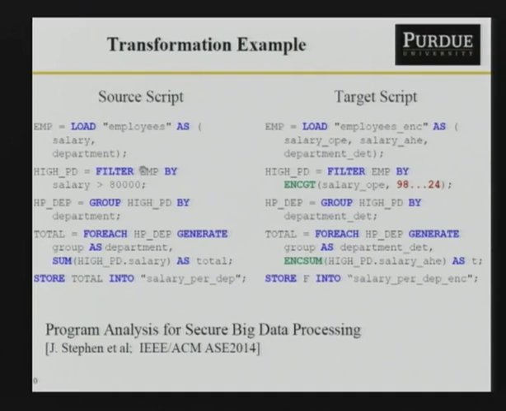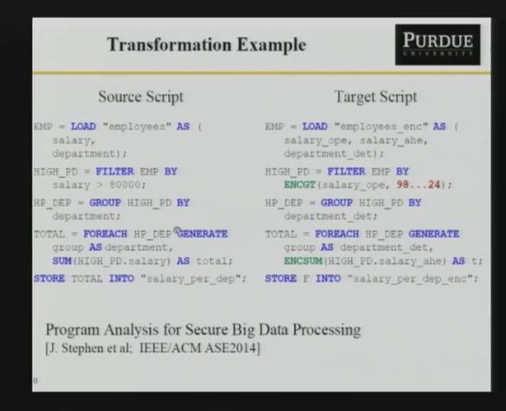We then filter based on salary. So we keep only the high paid employees that have salary over 80,000. Then we group the remaining employees based on department. And then for each of these groups, we save the group, which is the department, and we sum all the salaries together. And then we store the results.